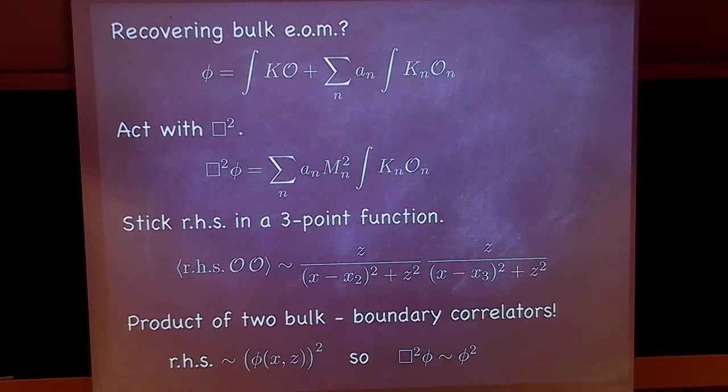And again, if you keep track of normalizations, starting from the CFT 3-point correlator, you can figure out what the phi cubed coupling in the bulk is.